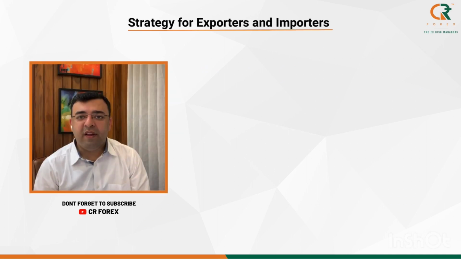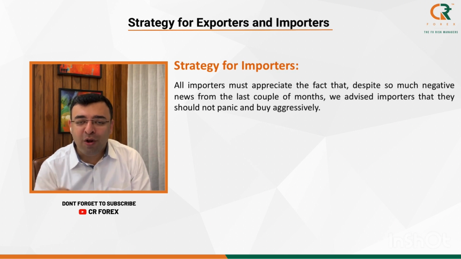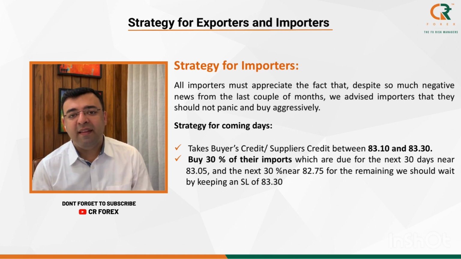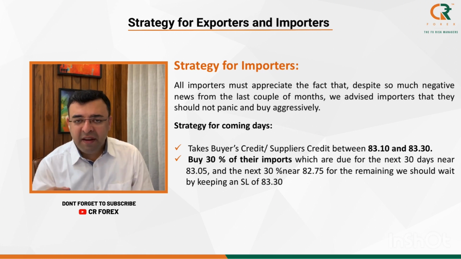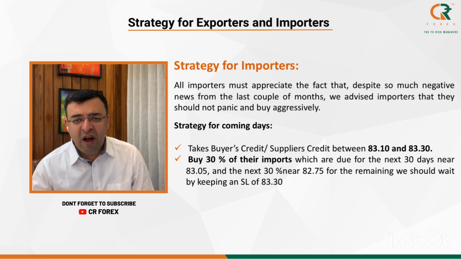Now let us discuss strategy for importers. Importers must appreciate the fact that despite so much negative news all across, we suggested importers that they should not panic and buy their imports aggressively. Now let us discuss strategy for coming days. First idea is that they should take buyer's credit between 83.10 to 83.30 kind of a level, as we are expecting Rupee to appreciate towards 82.5 kind of a level.